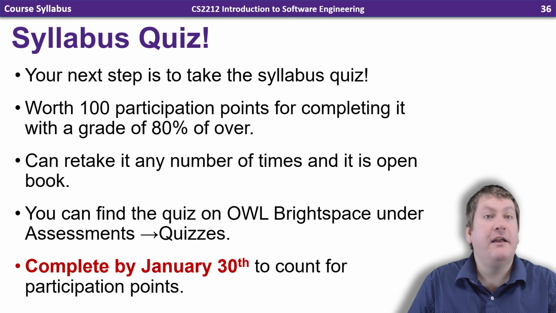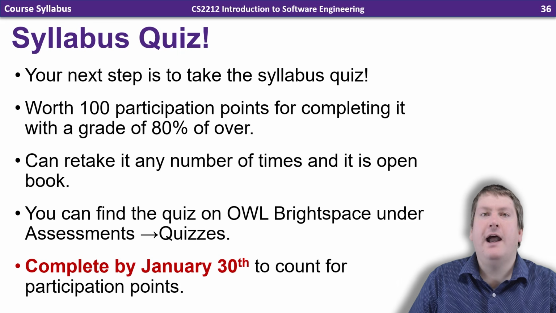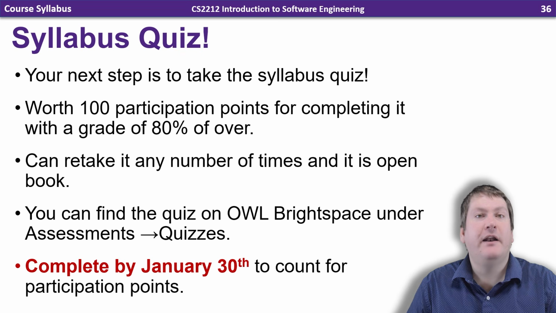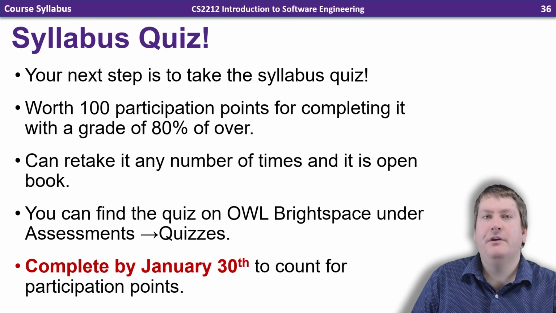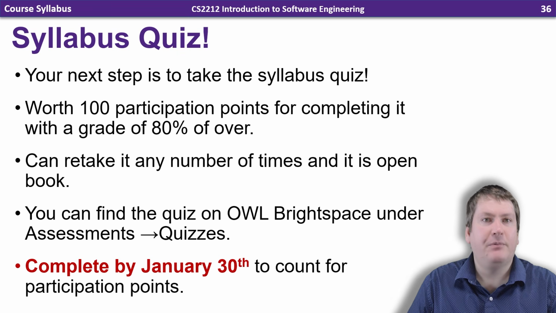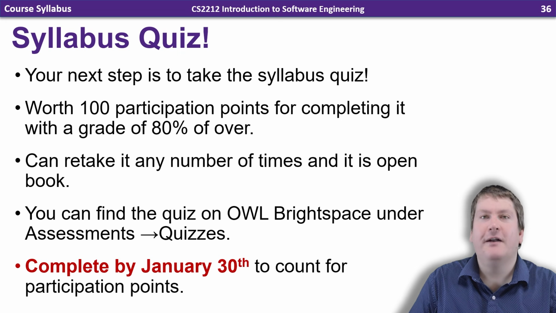What you should do next is the syllabus quiz. On OWL, you can go to the quizzes section and take the syllabus quiz. This isn't directly part of your final grade, but you will get the 100 bonus participation points for completing it with a grade of 80% or over. You can retake the quiz as many times as you want, and it's open book, so it should be fairly easy to get that 80%. You can find that on OWL Brightspace under Assessments, Quizzes. Complete that by January 30th to count for participation points. So you can start off the course with 100 participation points if you do that right now.